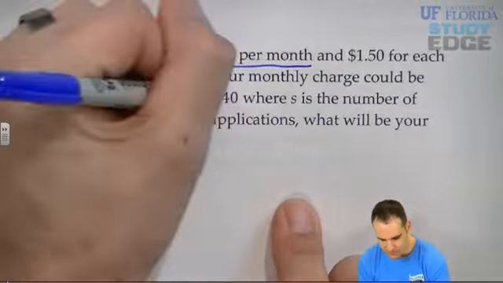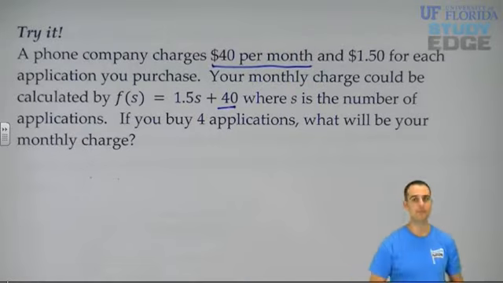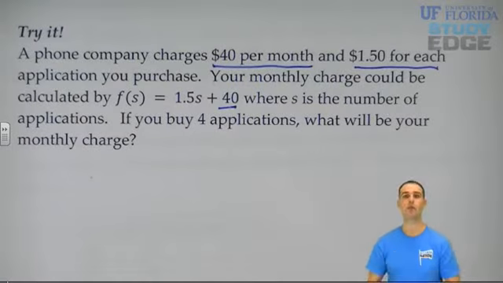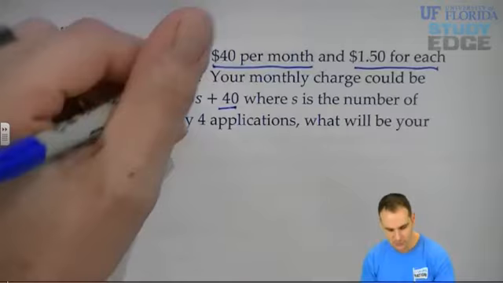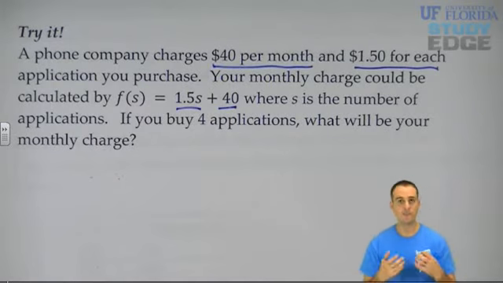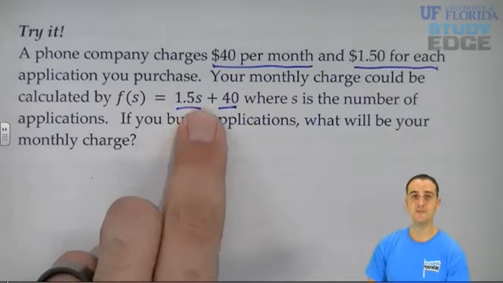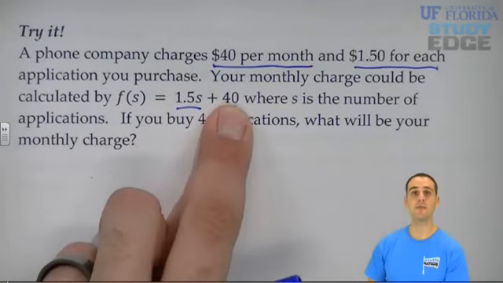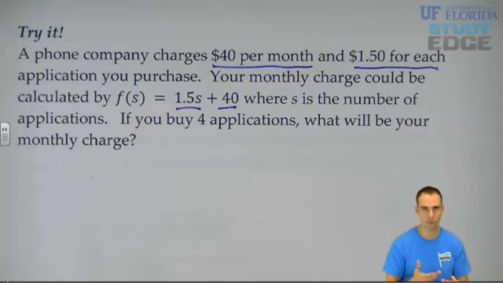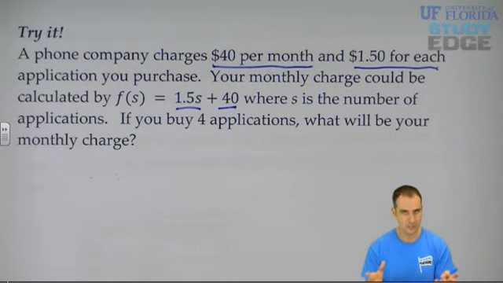$40 per month. So automatically, you add 40. But then it says $1.50 for each application. $1.50 each would be 1.5 times the applications. So $1.50 each plus the $40 per month will give you your monthly charge. This is how you decode the equation with the question.